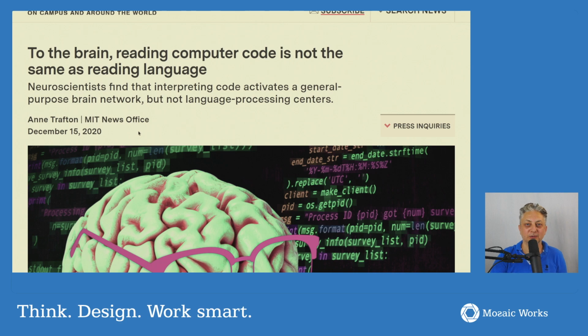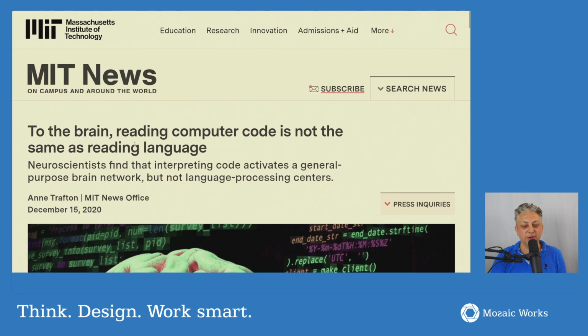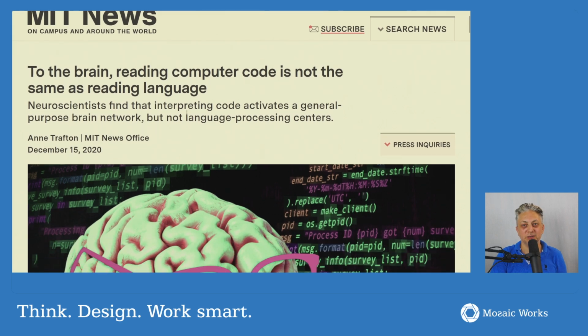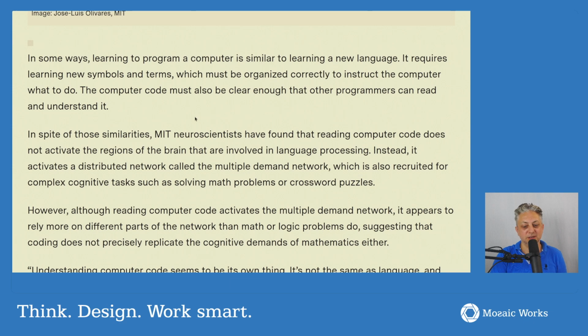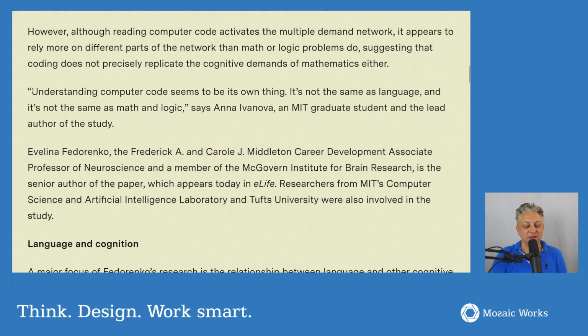First of all, let's set some context here. This is an older article from 15 December 2020. To the brain, reading computer code is not the same as reading language, but what's interesting is that it's not the same as reading math either. So it seems from this that understanding computer code is its own thing. It's not the same as language, and it's not the same as math and logic.